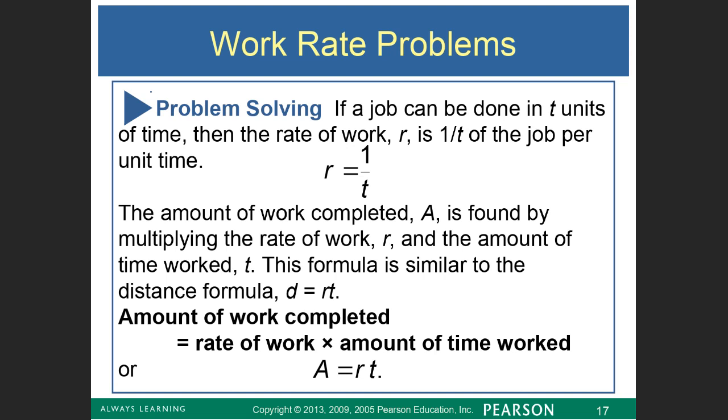So if you remember the distance formula, d is equal to rt. So that's exactly the one. So it's over here. So the distance goes to the a, the amount of work is equal to rate times time. Rate is actually like speed, and t is time. So that would be number of hours, number of minutes, number of seconds.